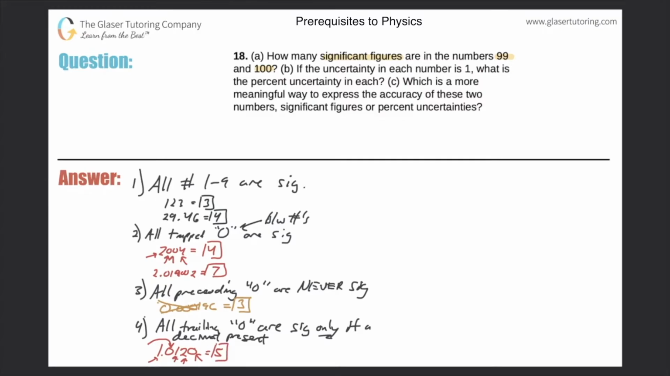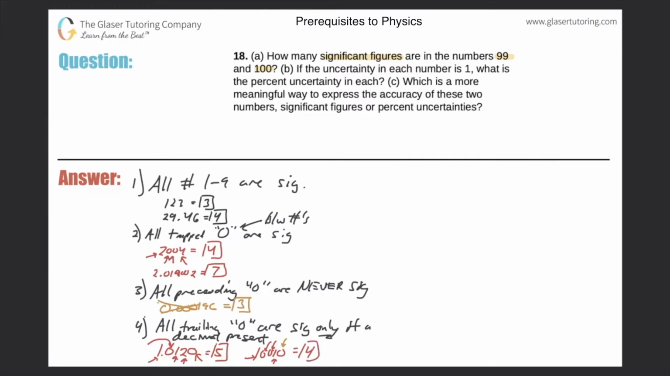Contrast that with something that has, I'll give this number to you, 10010. Okay, without a decimal present, this one is significant, that one is significant, and these two zeros are considered to be trapped, so they're also significant. But the last one there on the outside, that's a trailing 0, but there is no decimal present. Therefore, it's not significant. So this number would have 4.